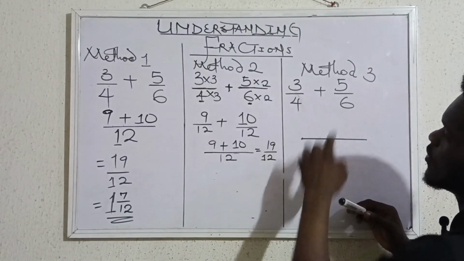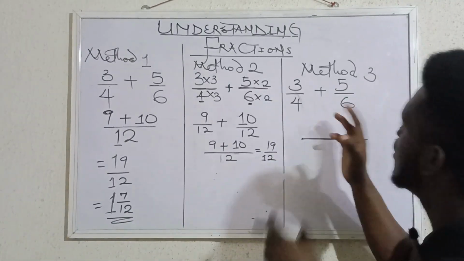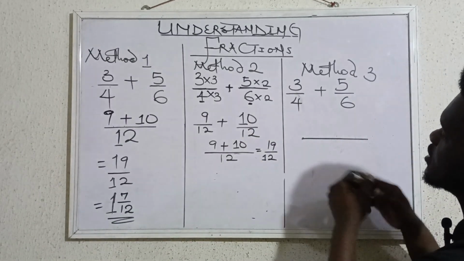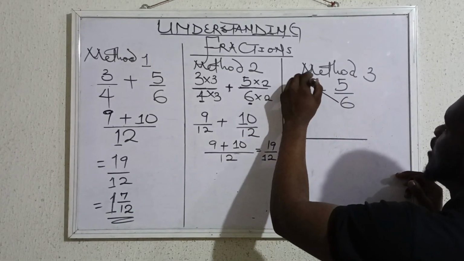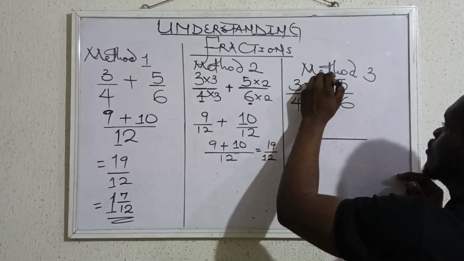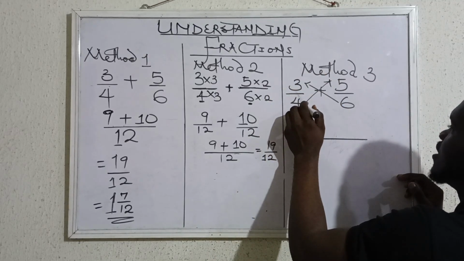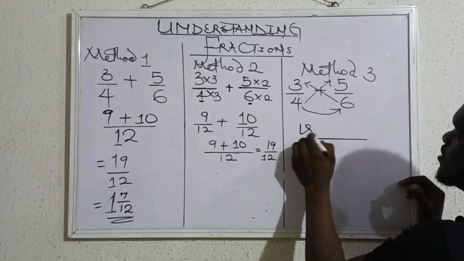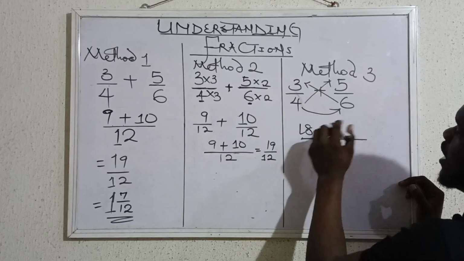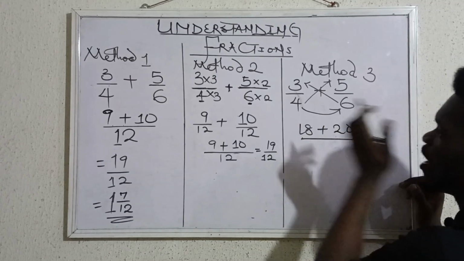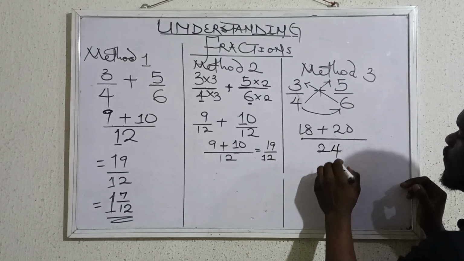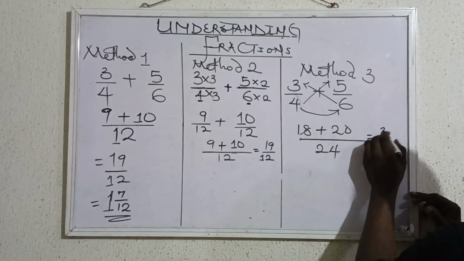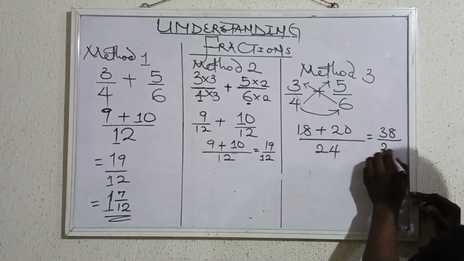So let's quickly see this other one. It's still very simple, the same question but a different method of application. So what do we do here? In this case, just take this 6, multiply this number, this 4, multiply this number, and this 4 also multiply this number. So 6 times 3, we have 18, plus 4 times 5, we have 20, and 4 times 6, we have 24. So 18 plus 20, we have 38, then divided by 24.